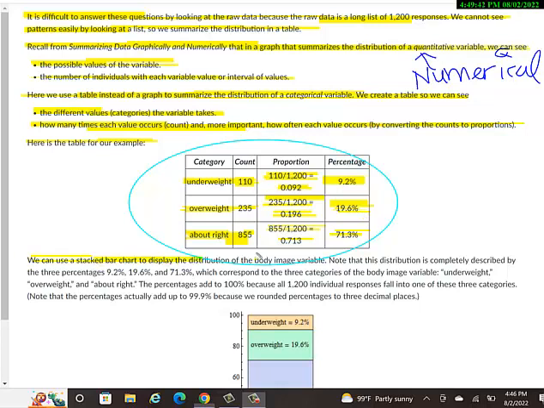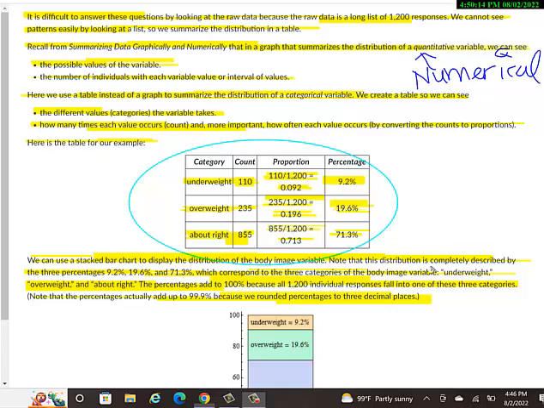We can use a stacked bar chart to display the distribution of the body image variable. Note that this distribution is completely described by the 3 percentages, 9.2, 19.6, and 71.3, because they add up to 100%. Those 3 percentages correspond to the 3 categories of the body image variable: underweight, overweight, and about right. The percentages add to 100 because all 1,200 individual responses fall into one of these 3 categories. Note that the percentages actually add up to 99.9 because we rounded percentages.